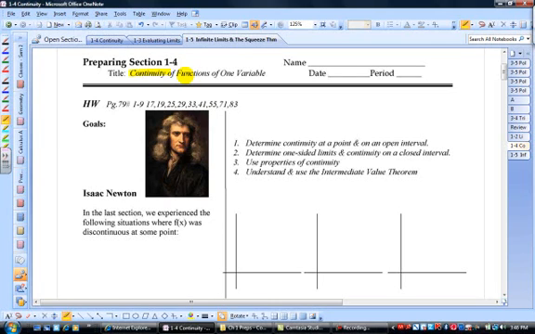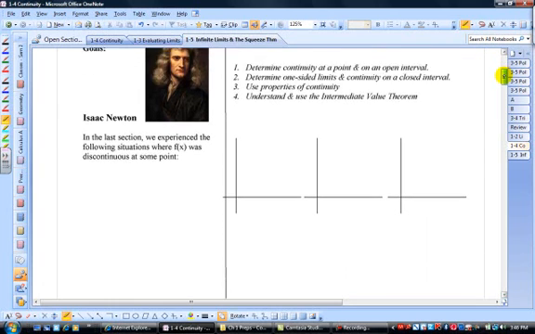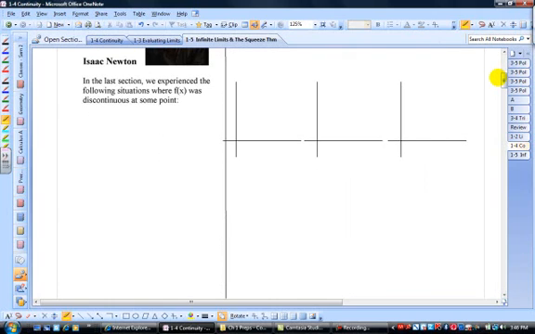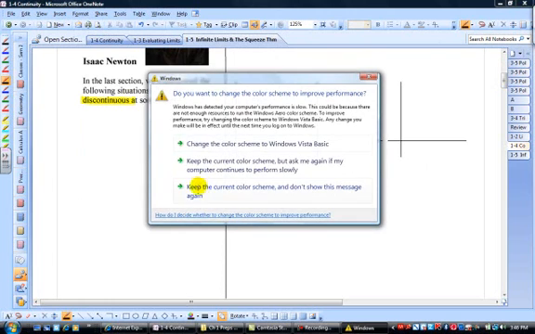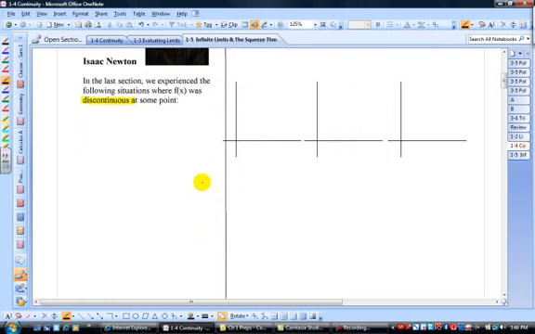Okay, so basically what we want to do first is to determine continuity at a point. What does it take to be continuous at a point? So what we're going to do first is take a look at three graphs and three situations where f of x was not continuous, or what we say is discontinuous at some point, and understand the qualities about them to basically determine what it takes to be continuous at a point.